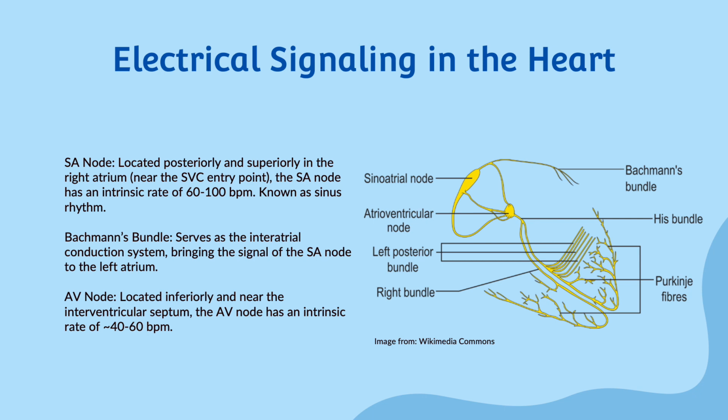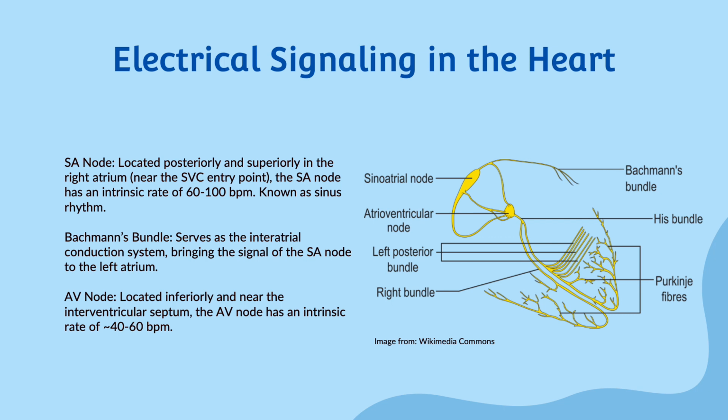the heartbeats. Bachmann's bundle is a structure that serves to conduct the signal from the SA node to the left atrium so that both atria contract almost simultaneously, creating a smooth system of blood flow throughout the heart.